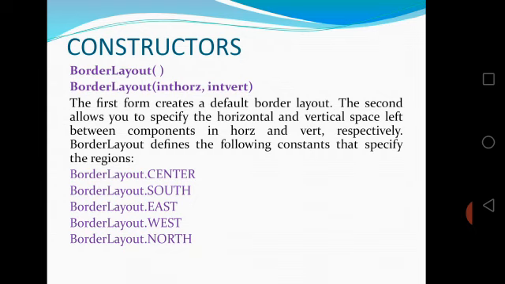We can specify the space in the parameters horz and vert. By giving values in these 2 parameters, the controls can be placed with those spaces: how much space has to be left in the horizontal way and how much in the vertical side. The constant values of the regions are BorderLayout.CENTER, SOUTH, EAST, WEST and NORTH.